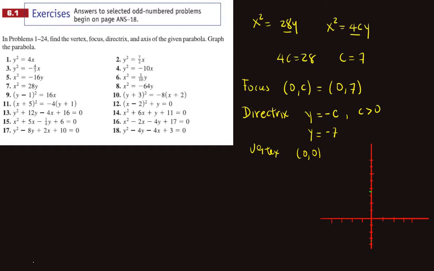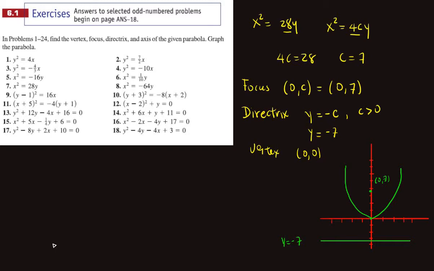And let's try to graph this. This is what we have. The parabola here, the directrix is y equals negative 7. The focus is here at (0, 7). And the parabola has its y and x intercepts at the origin. Okay, so let's try to see another one.